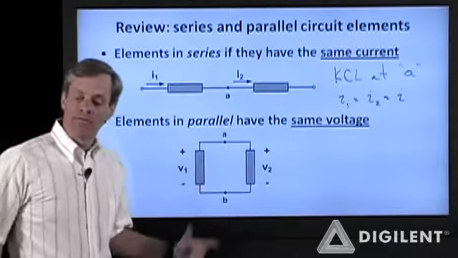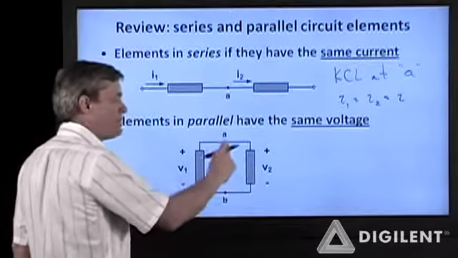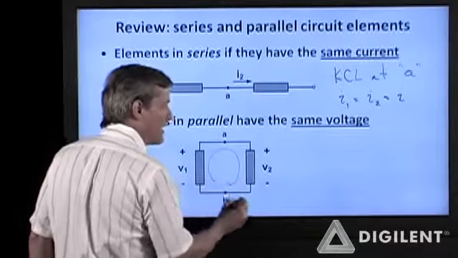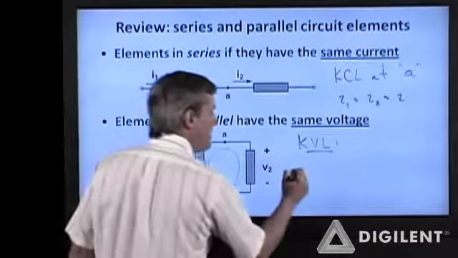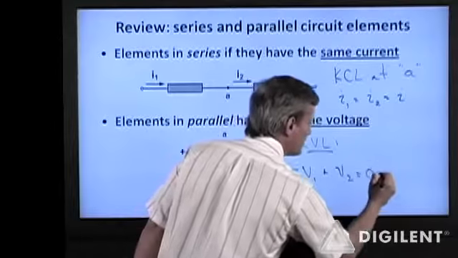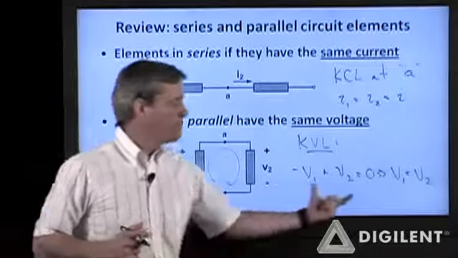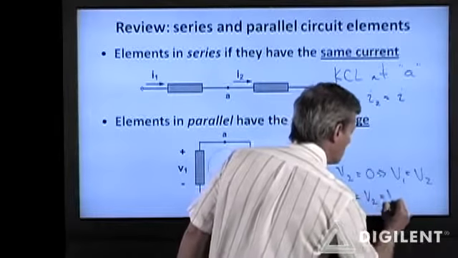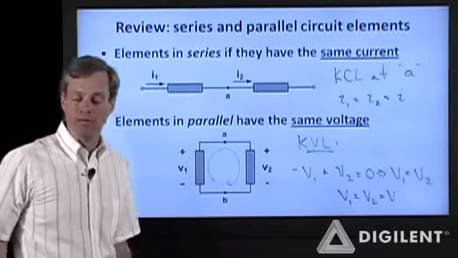Elements are in parallel if they have the identically same voltage drop. These two elements both share nodes A and B. If I do KVL around the single loop that is here, I find that minus V1 plus V2 is equal to 0, so V1 is equal to V2. Those can be replaced with a single variable V. I don't need to track two different variables for the voltages of these elements.